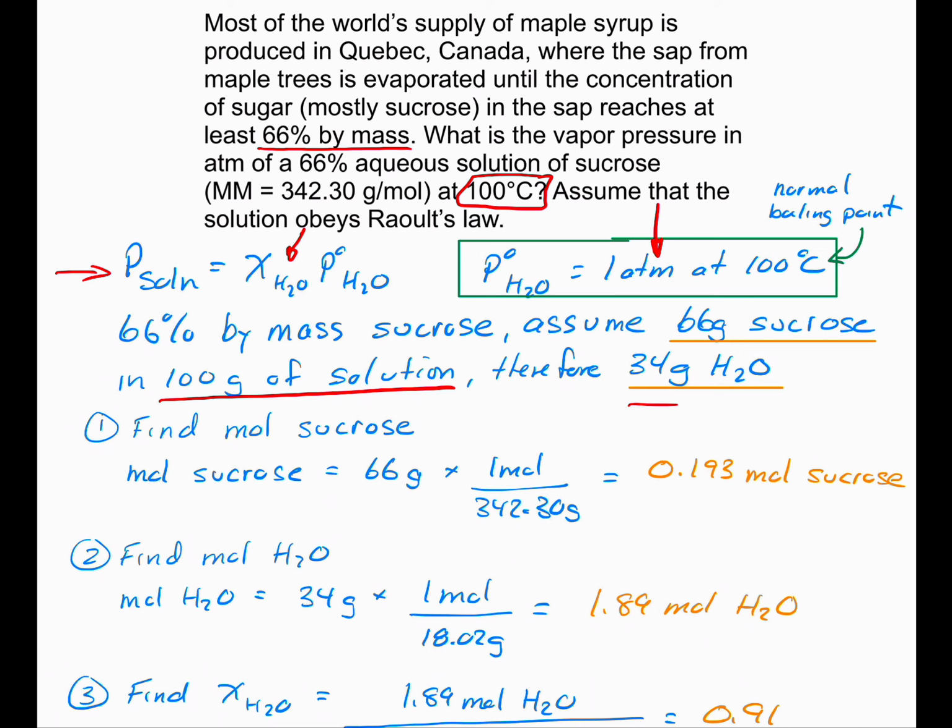And again, since we're doing mole fraction, we need to find moles of things. So the first thing we'll do is find the moles of sucrose. We'll start off with 66 grams, and given in the question is the molar mass of sucrose, 342 grams per mole. If we do that calculation, we end up with 0.193 moles of sucrose. Okay, step 1.